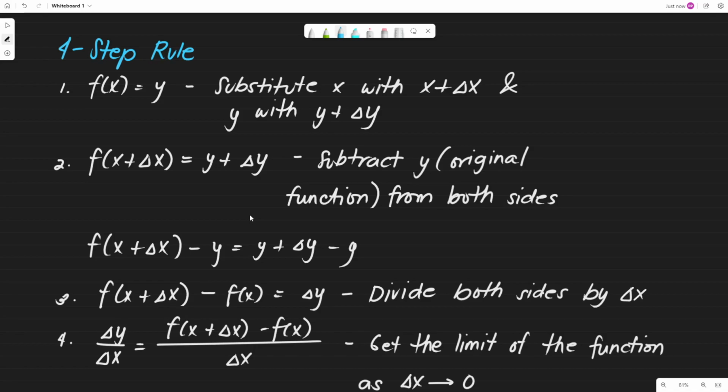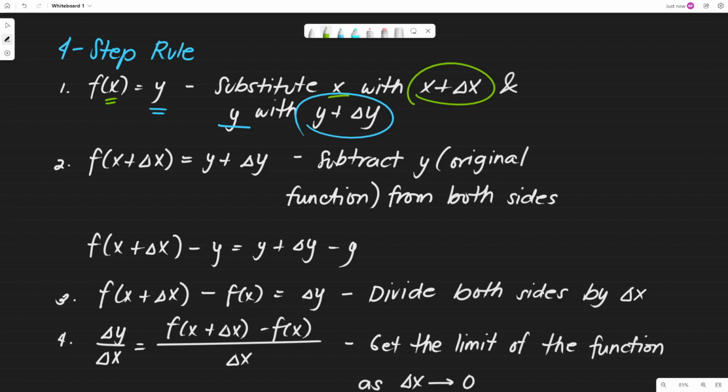So we have from our starting function, that is f of x is equal to y, no? Yung y natin is a function of x, no? So first step is substitute x with x plus delta x and substitute y, no, with y plus delta y. So meaning yung y natin dito, no, papalitan natin ng y plus delta y, yung x natin sa f of x papalitan natin x plus delta x. Hence we will arrive with the function f of x plus delta x is equal to y plus delta y.